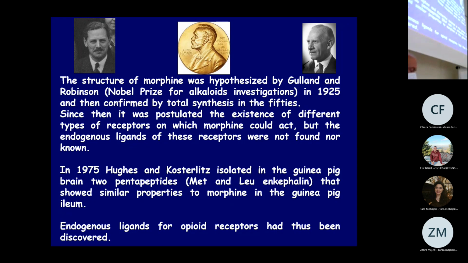Morphine. The chemical structure of morphine is a complex structure. And Gulland and Robinson hypothesized its chemical structure, and they won the Nobel Prize for alkaloids investigations in 1925. And then the hypothesized chemical structure was confirmed by total synthesis.